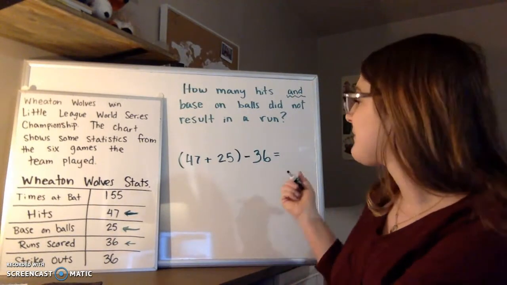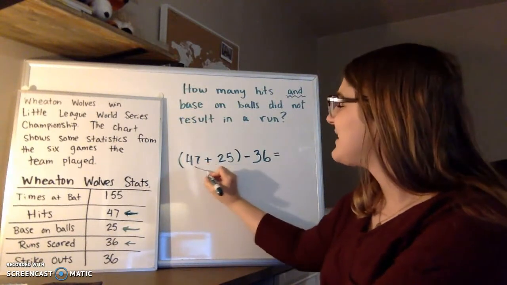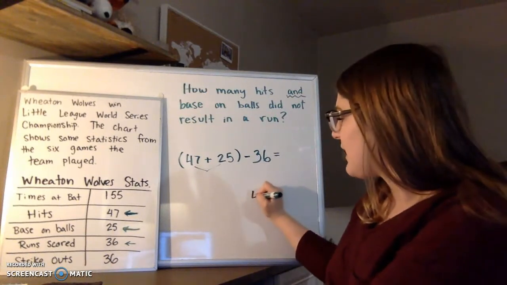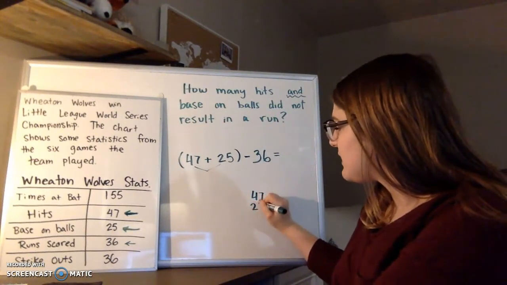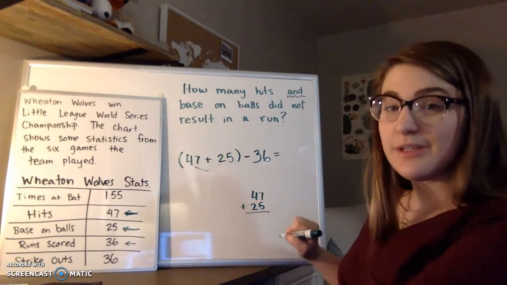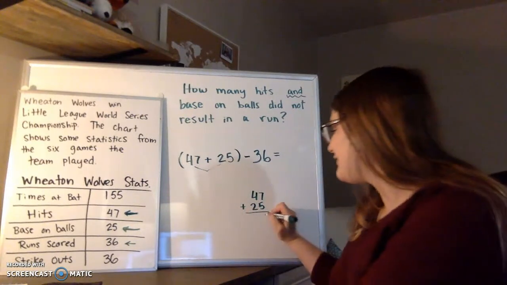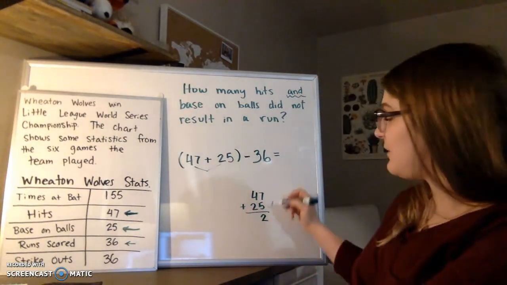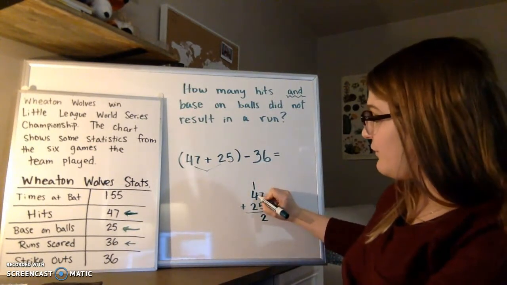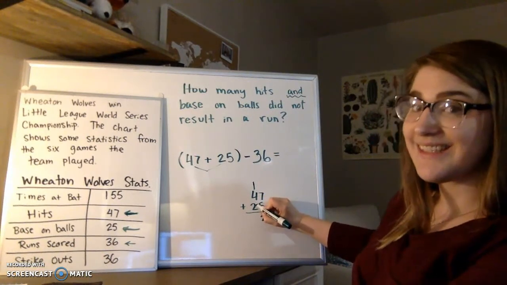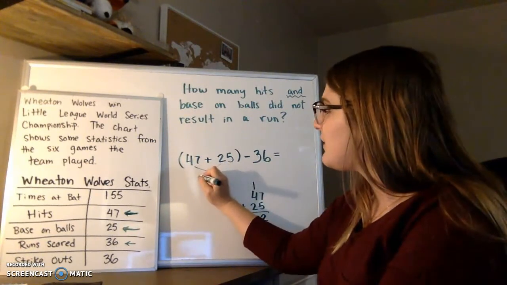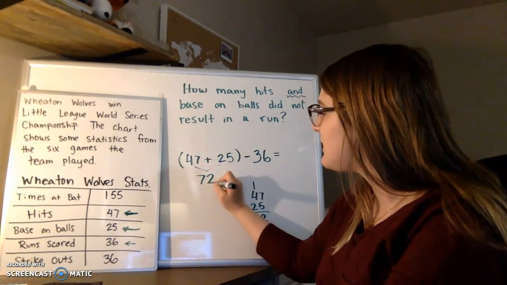So let's figure it out. All right, so we're going to do what's in parentheses first because we always do what's in parentheses first. I'm going to put that over to the side and stack it on top of each other so it's easier to add up. And then what is 7 plus 5? 12. So I'm going to put my 2 down in the ones place and regroup that 10 with my tens place. And then I'm going to do 4 plus 2 is 6, plus 1 more is 7. So I know that 47 plus 25 is 72.